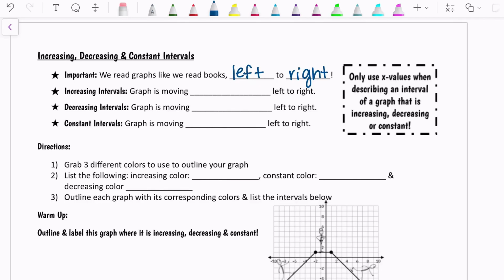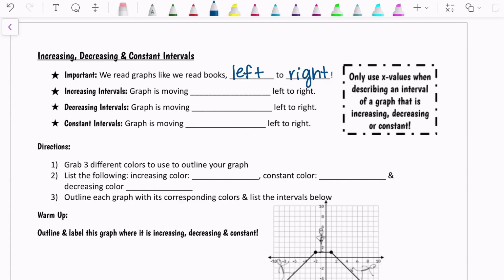This video is to go over where a graph is increasing, decreasing, or constant, and we're going to do that using interval notation. So we're finding those intervals of where the graph is changing. The first thing you need to know is that we only use x values when we're finding these intervals. And so we read the graph like we read a book, which is left to right. And that's why we use the x values, because that x-axis goes left to right.